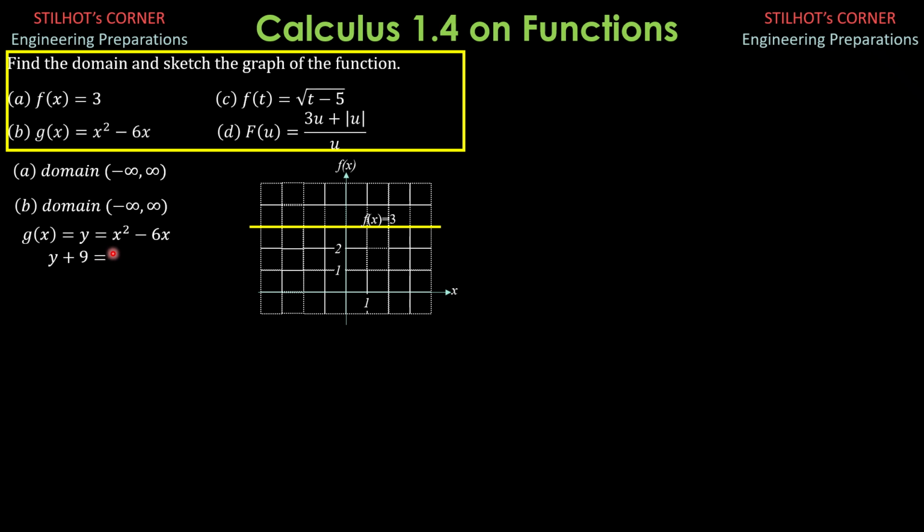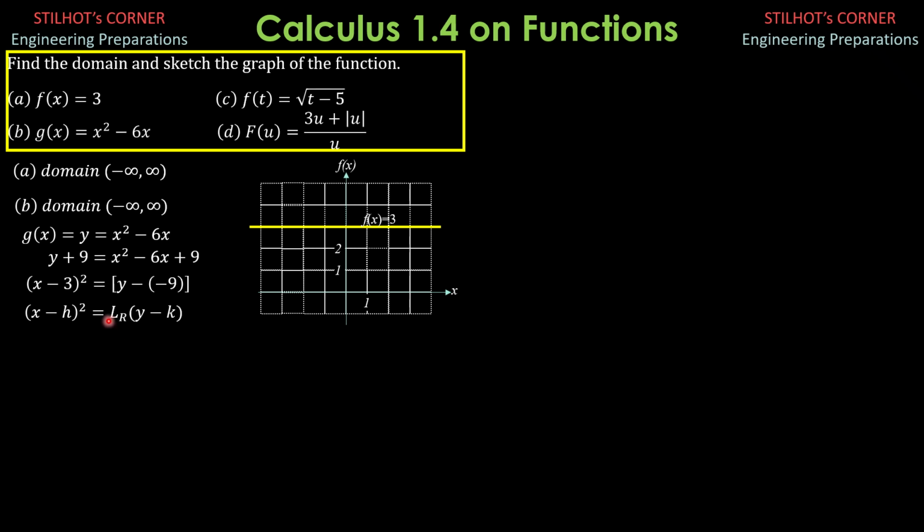Y plus 9 equals x squared minus 6x plus 9, and therefore y plus 9 equals x minus 3 quantity square, or x minus 3 quantity square equals y minus quantity negative 9, and compare it with the standard form of equation of a parabola, which is x minus h quantity square equals plus minus latus rectum quantity y minus k.